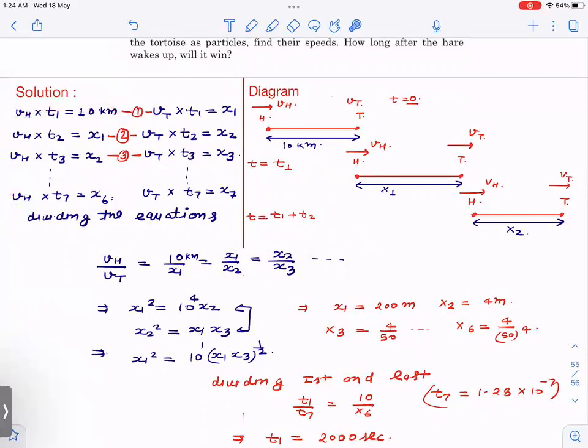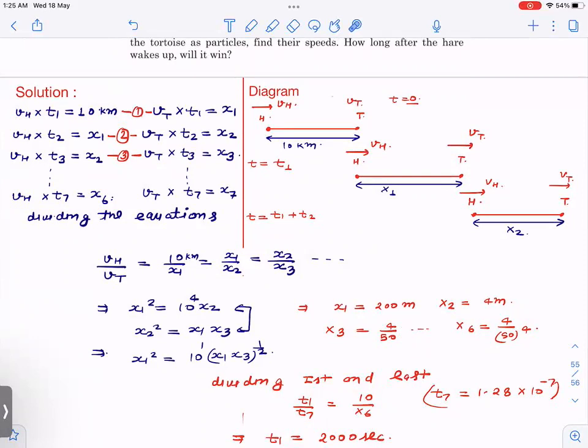See here, near the solution written, this equation and this equation. So you get T1 by T7 is 10 by x1, right? So T1 by T7, see the last line now, T1 by T7 is 10 by x1. Why? Because T7 is given. So if you substitute the value of T7 and x6 is 4 divided by 50 to the power 4. X3 is 50 to the power 1. So x6 is 50 to the power 4. Simple series. So you get T1 as 2000 seconds, right?